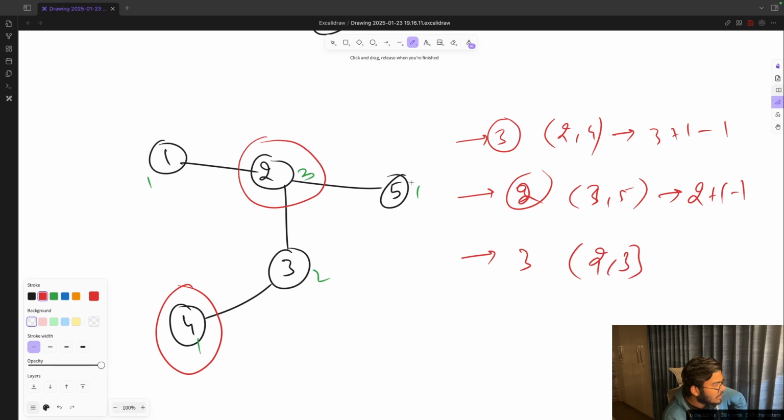If you delete these two, you will get 3 components. So degree of 2, which is 3, plus degree of 4, which is 2, minus 1, which is 3 plus 5. Answer should be 4, not 3. Let me think. 1, 2 and 3. It should be 3.